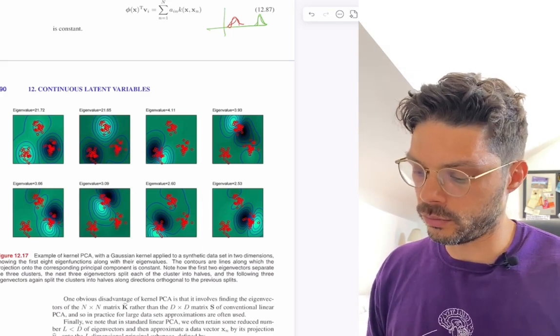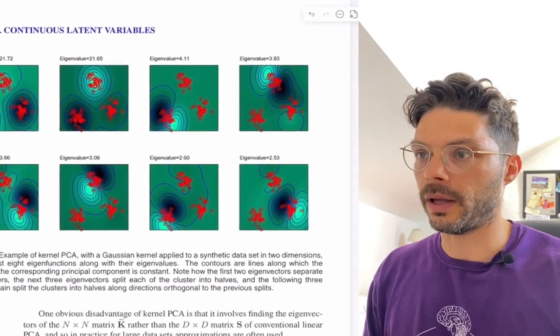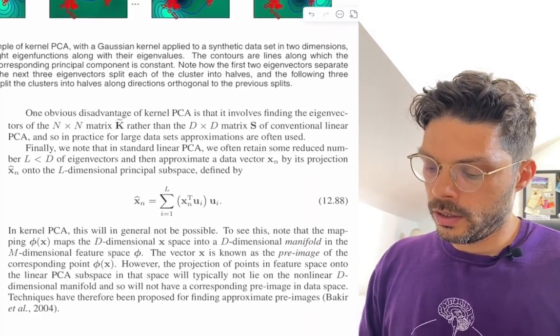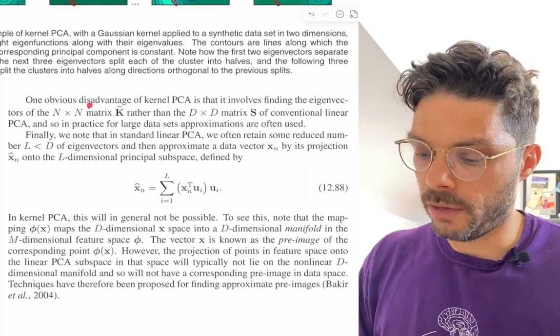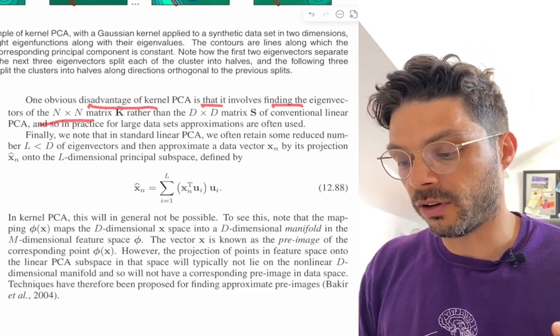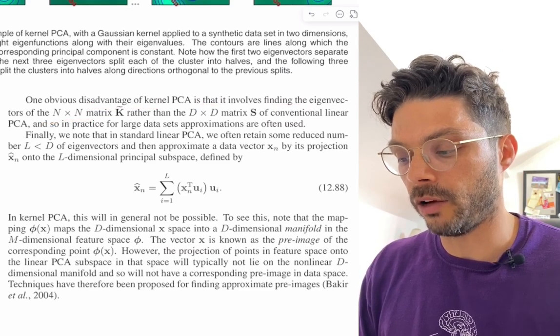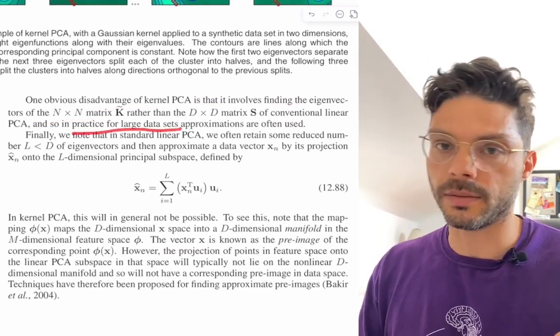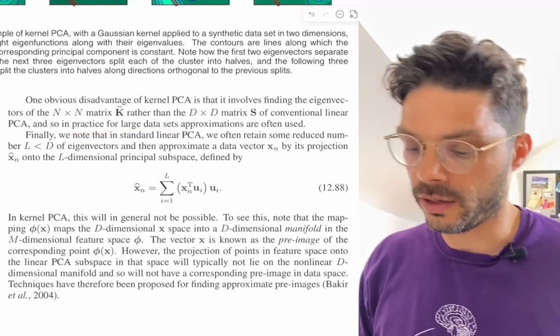We've already talked about that. At the very end here, one obvious disadvantage of kernel PCA is that it involves finding the eigenvectors of the n by n matrix K rather than the d by d matrix S of conventional linear PCA. So in practice, for large data sets, approximations are often used. That's one of the trade-offs.